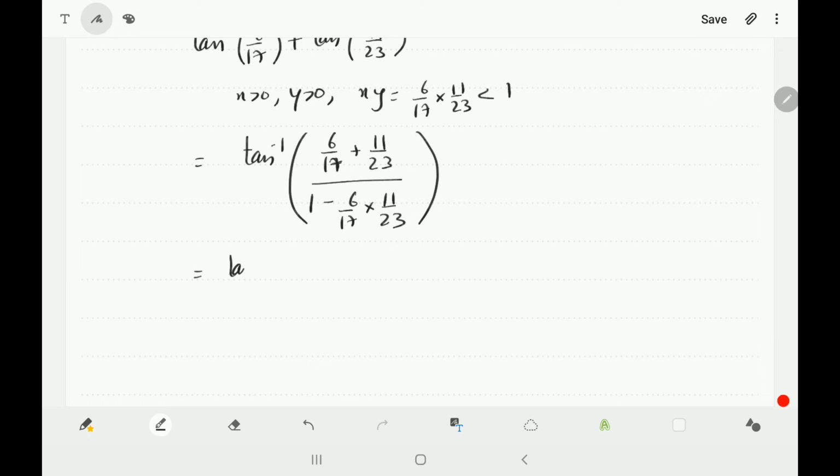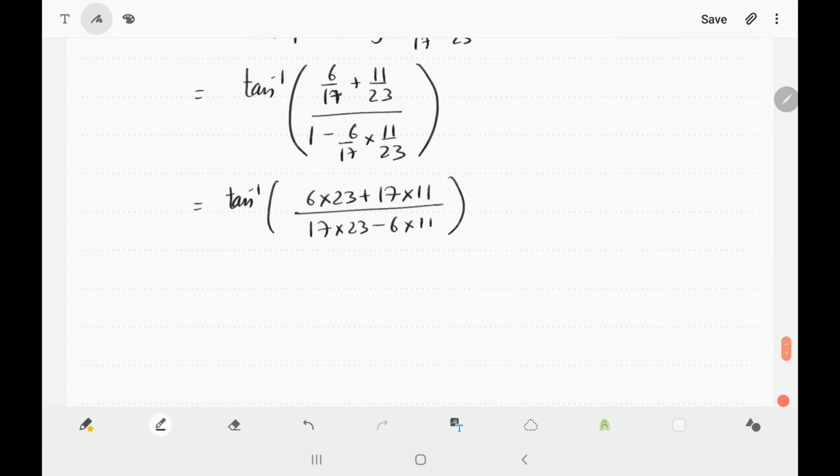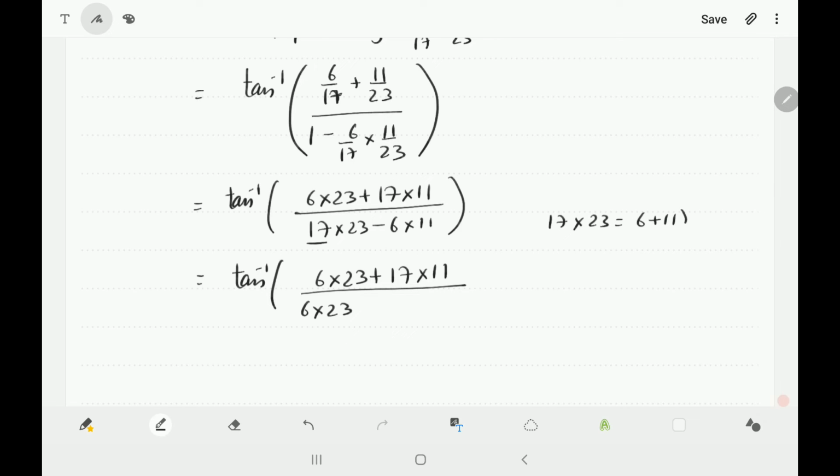Now let's take the LCM. So we will get tan inverse of (6 into 23 + 17 into 11) divided by (17 into 23 - 6 into 11). Now if you see, in the denominator and in the numerator, the 23 and 11 terms are already present, and 17 and 6 are also there. So can I write this 17 as 6 + 11, so that 17 into 23 can be written as (6 + 11) into 23? Okay, so this will become 6 into 23 + 11 into 23 - 11 into 6.